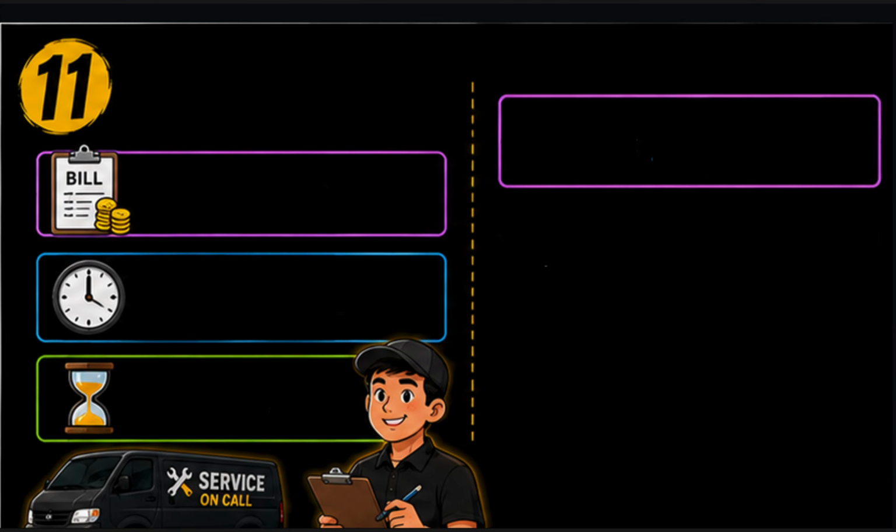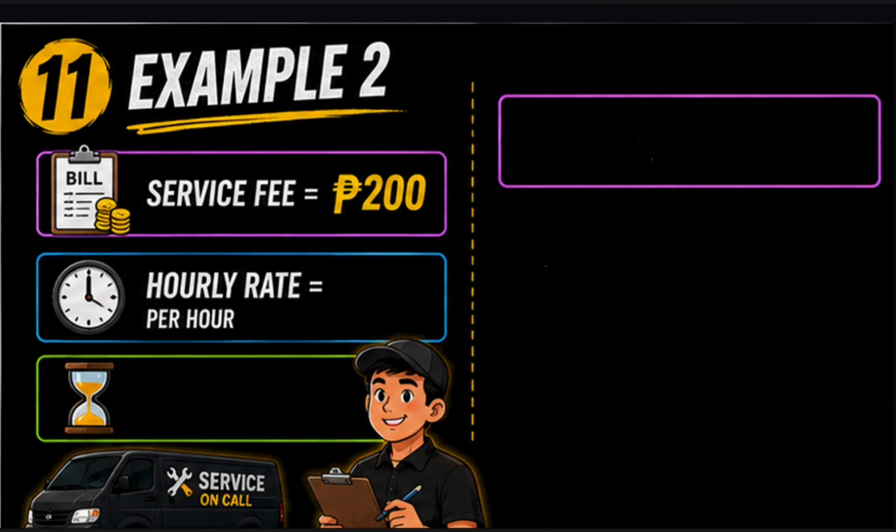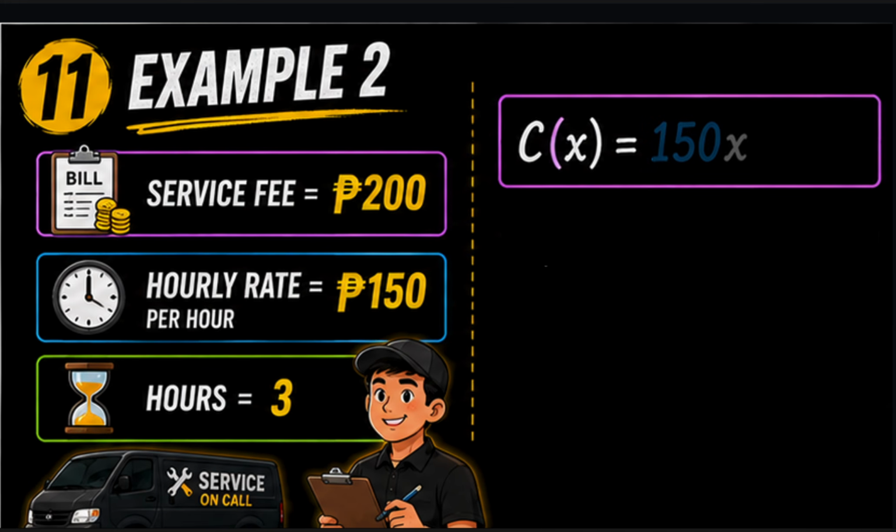Now, let's solve another one together. A plumber charges a 200 service fee plus 150 pesos per hour. What function represents the total cost? Okay, so if the plumber works for 3 hours, how much will you pay? So let's try to do the function. So we have c of x. Instead of f of x, we can use c of x. That would represent this function.